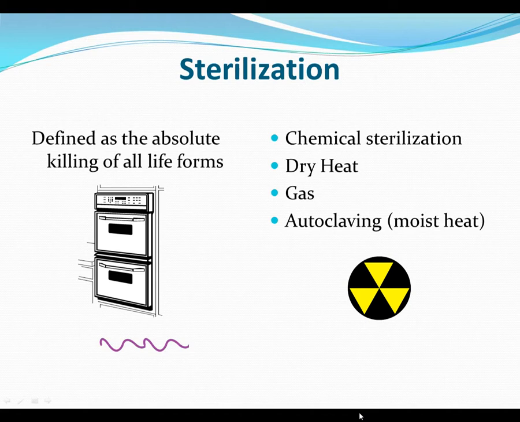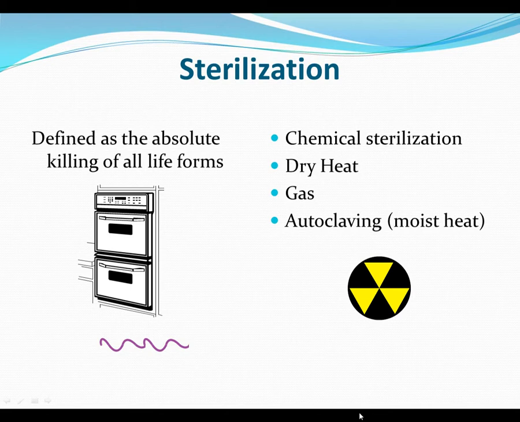There's dry heat, such as an oven used to sterilize sharp instruments. There's gas, in which items that can be damaged by high temperatures are sterilized with a mixture of gases, primarily for electrical, plastic, or rubber items.